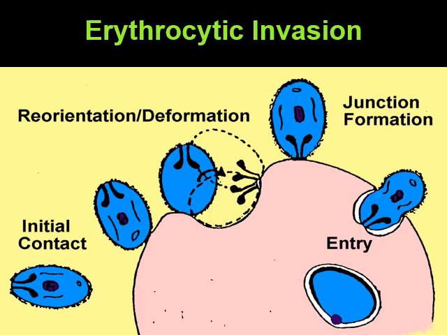This picture indicates the erythrocytic invasion in the erythrocytic cycle. It is like a key and its lock. The cells of the parasite will undergo reorientation and differentiation, then junction formation, and will attach to the special site in the RBCs and enter.